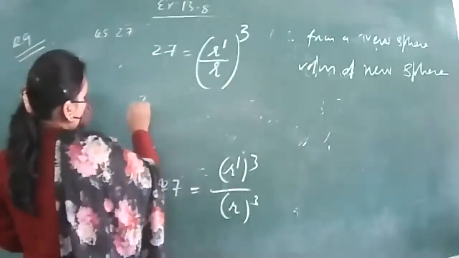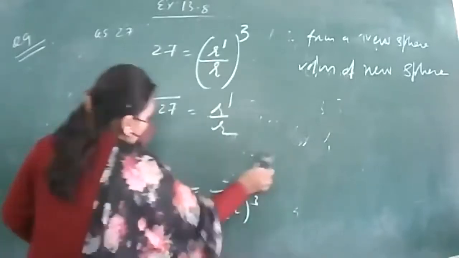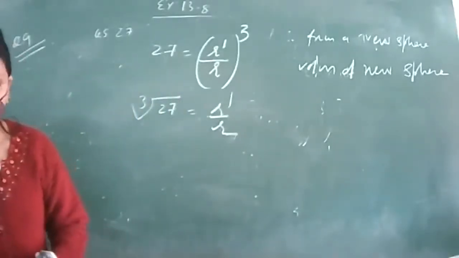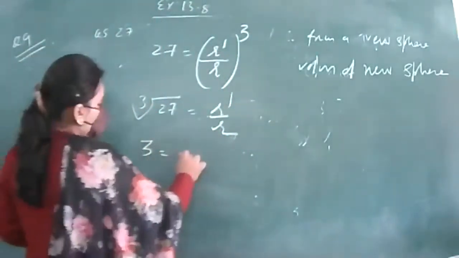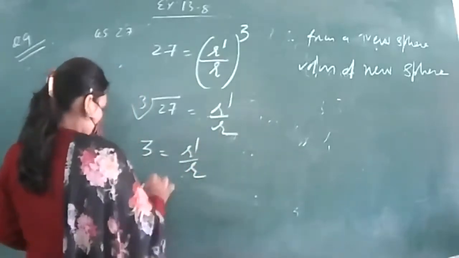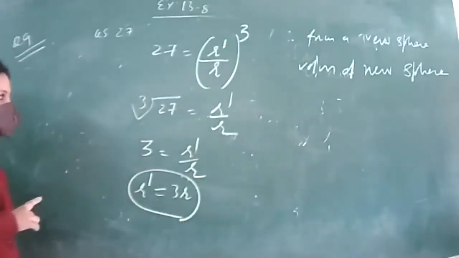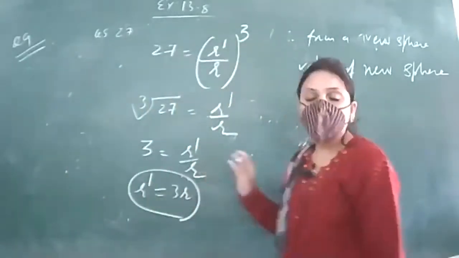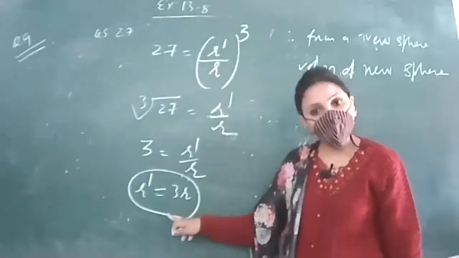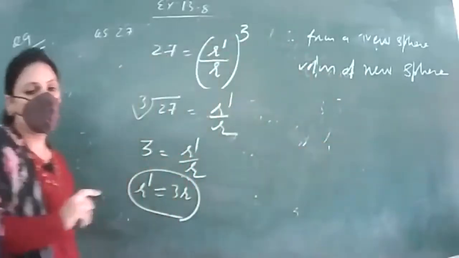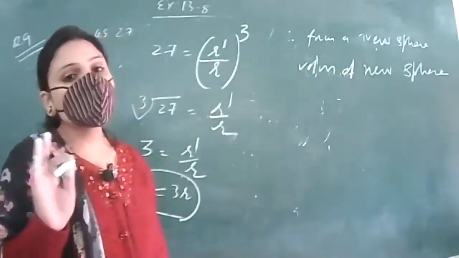The cube shifts to the other side and becomes the cube root of 27 equals r dash over r. Further, the cube root of 27 is 3. So 3 is equal to r dash over r. So r dash is equal to 3r. So we have the value of r dash, 3r. This is what we wanted to find, the radius of the new sphere. It comes out to be 3 times the radius of the old sphere.